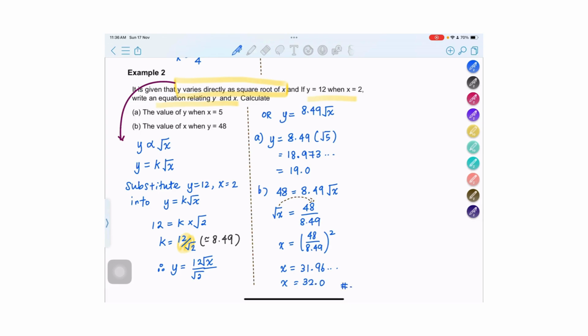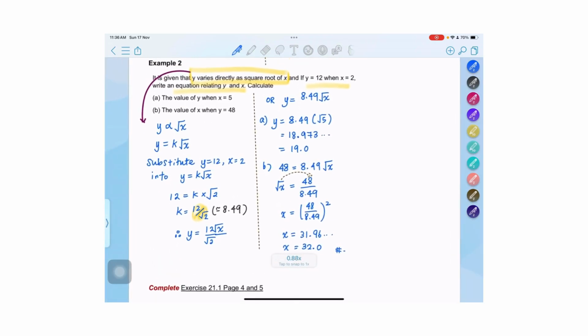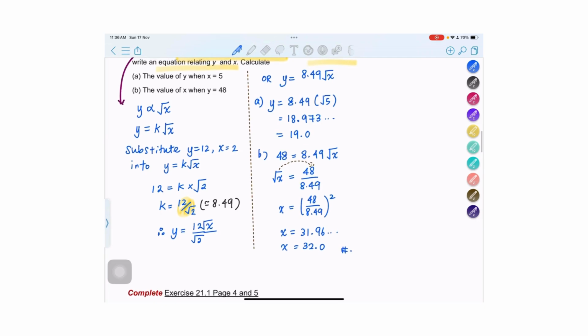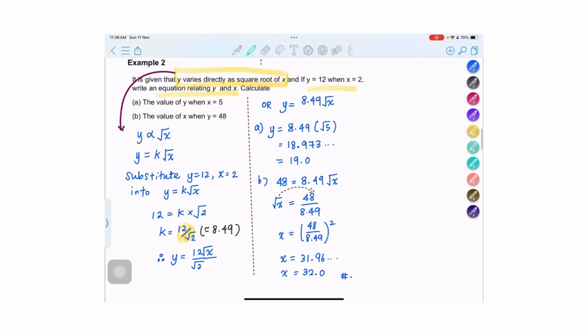Okay, that's the end of direct proportion. I hope you guys can complete exercise 2.21.1, page 4 and 5, all the questions. My answers will be attached in the next lesson.